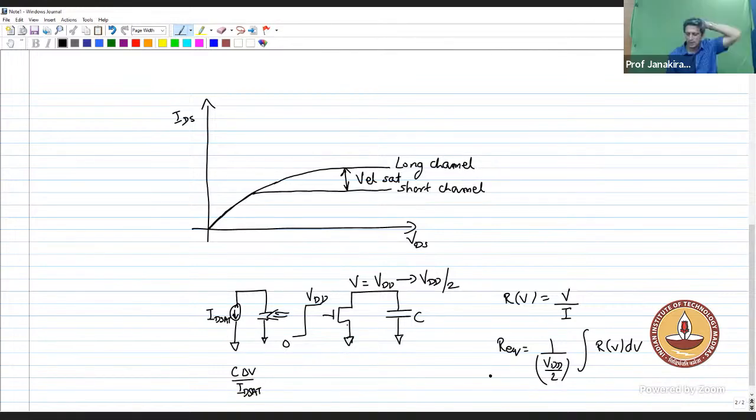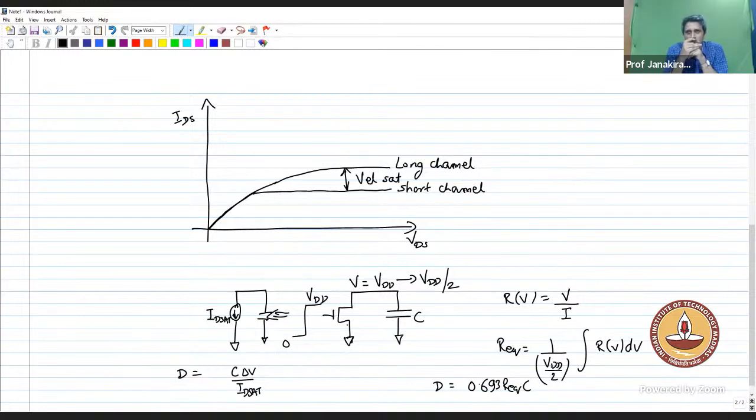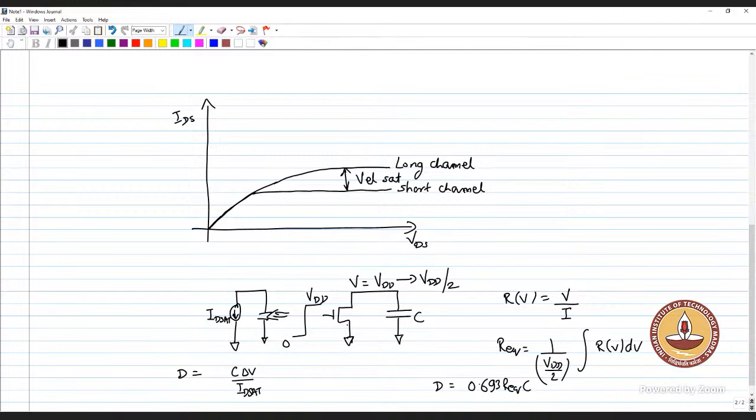So you can do this delay calculation in two ways. You can do the delay calculation as 0.693 R equivalent into C, or delay equal to C delta V by ID sat. Where does 0.693 come from? That comes from RC circuit theory. It's just ln 2 times RC for 50% delay.